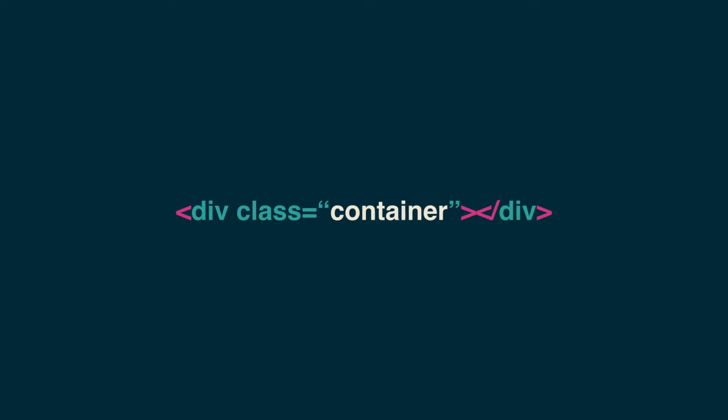If you've ever seen a web page that has a fixed width, most of that is just done by wrapping everything in a div, giving it a class of container, and then styling the container to be a fixed width because it contains everything. So the class in this case is container.